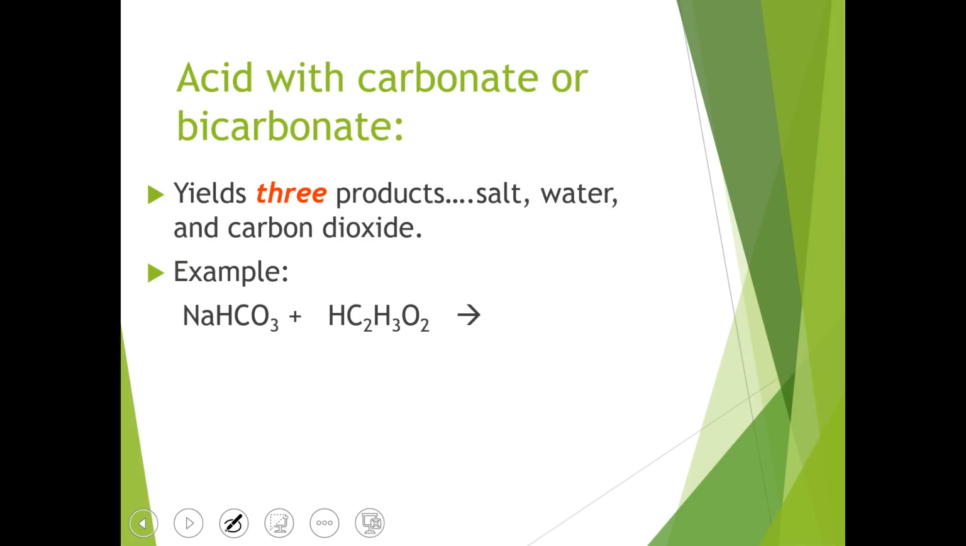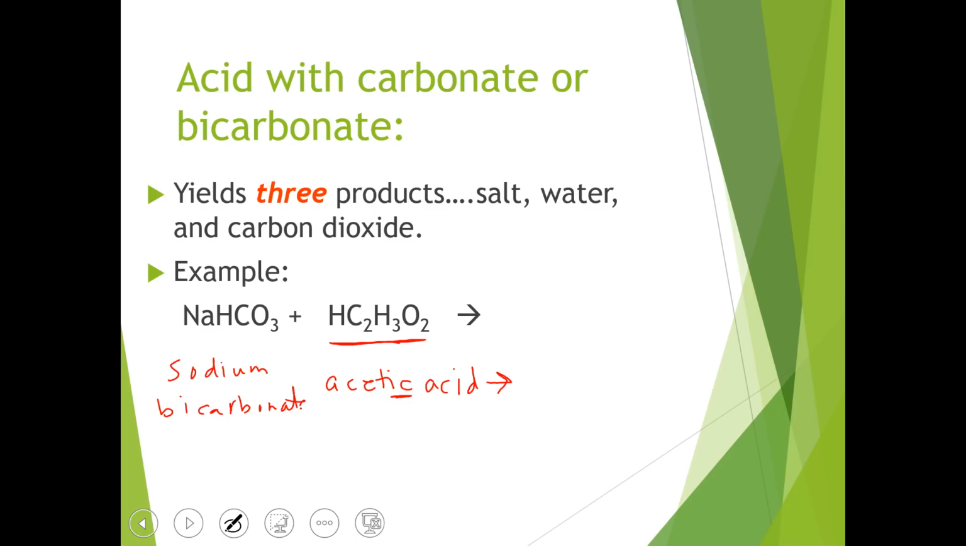So let's take a look at another reaction. If an acid, in this case I have acetic acid, how do I know that's acetic acid? Because that's the acetate anion. So I drop the ATE and add the IC. So that's acetic acid. It is with sodium bicarbonate.